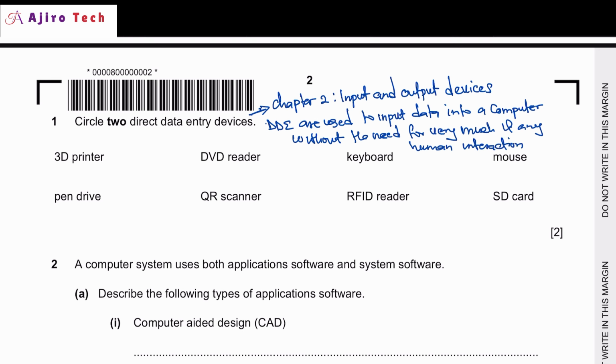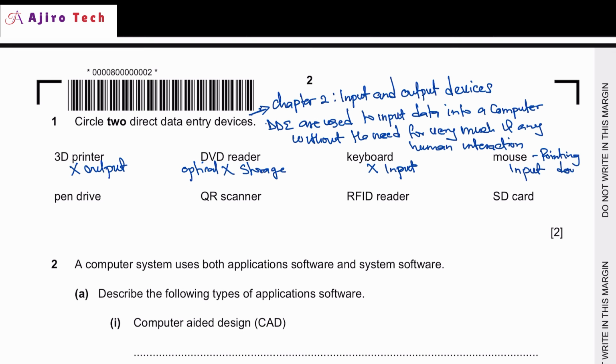Now let's look at the two diagrams. 3D printer, no, this is output. DVD reader is storage, chapter 3. Keyboard is chapter 2, input. Okay, so this is output. Let me put it there, output. This is storage, and optical for that matter. To be specific, this is input. This is input, right? And this is pointing device.